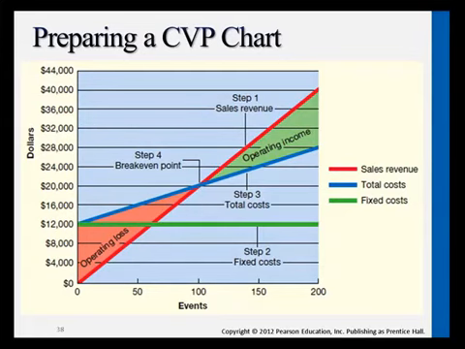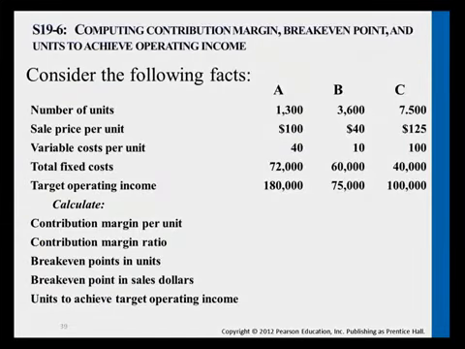Let's try and do an exercise here. So we'll be computing contribution margin, break-even point, and units to achieve operating income here. So let's look at this. We have number of units, sales price per unit, variable cost per unit, and total fixed cost, as well as target operating income.